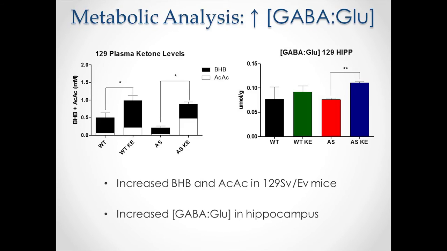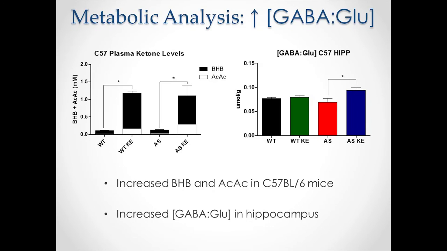So then moving into the metabolic analyses. We looked in the plasma for both beta-hydroxybutyrate and acetoacetate, seeing increases in both the wild-type and AS-treated animals. And then what we wanted to look at was the GABA to glutamate ratio. We specifically looked in the hippocampus and saw significant increases in our AS-treated animals compared to AS non-treated. So this is suggesting we're increasing tonic inhibition. And if you look really closely, you'll see that there's a difference, but very similar results in our C57 animals: in the hippocampus, increased beta-hydroxybutyrate and acetoacetate in the plasma, and a significant increase in the GABA to glutamate ratio.